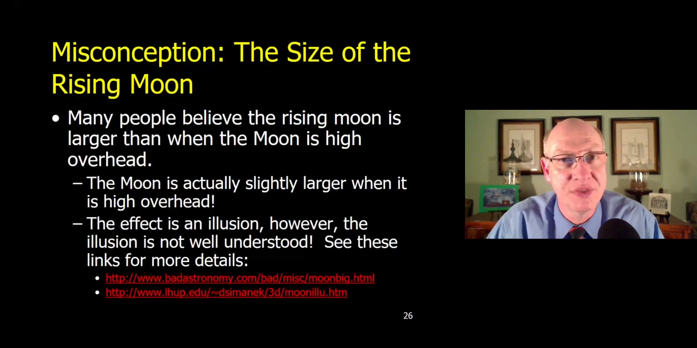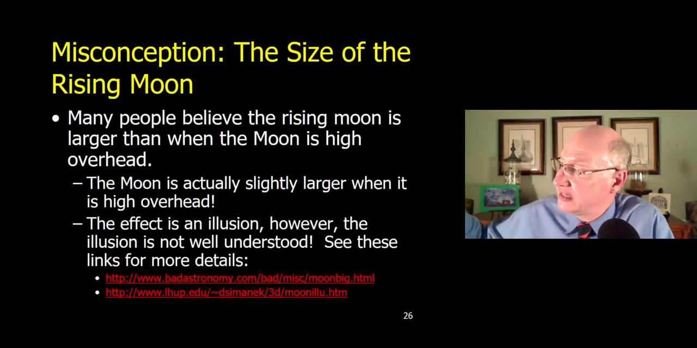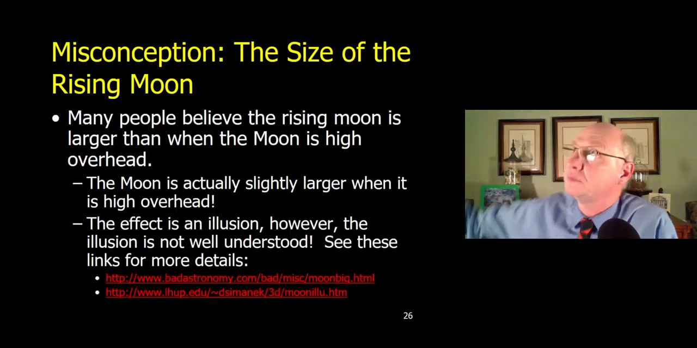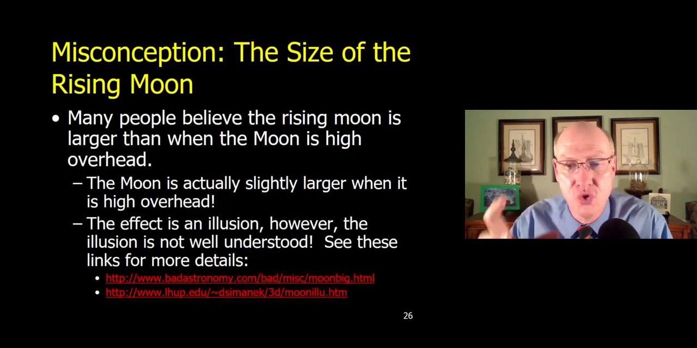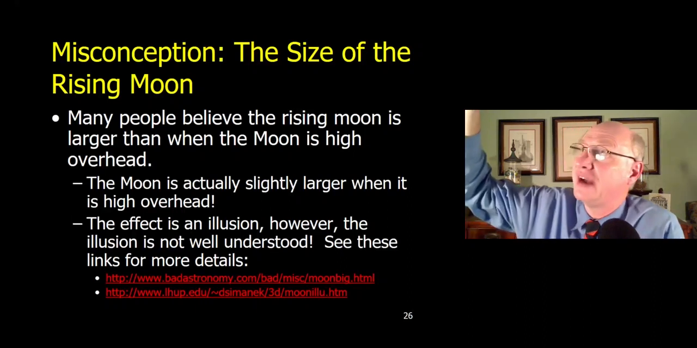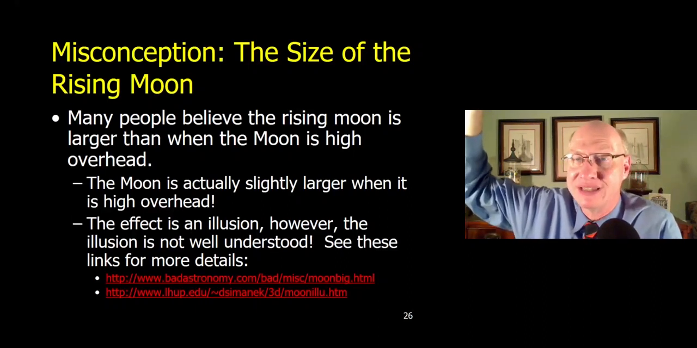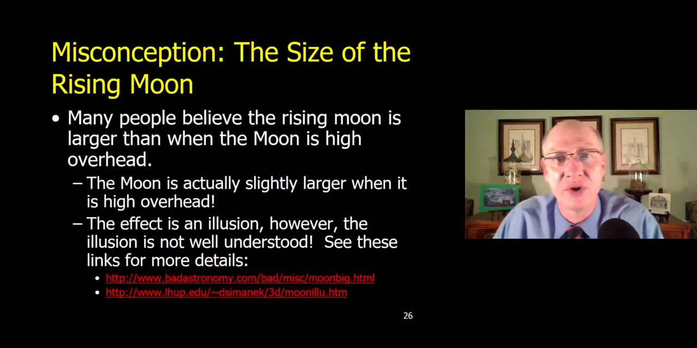It has nothing to do with astronomy, because you can actually physically measure the size of the moon on the horizon and measure the moon when it's high overhead. And you'll see that the moon is essentially the same size in both cases. In fact, if you think about where you are in relation to the moon, you're actually a little bit closer to it when it's high overhead. So it's actually a little bit bigger when it's high overhead than when it's down on the horizon. So why does it look so big when it's down on the horizon?